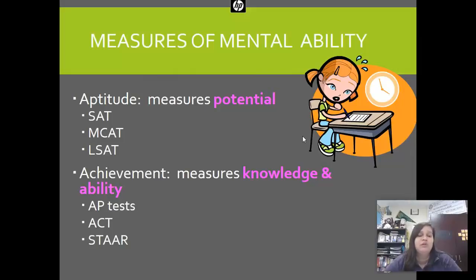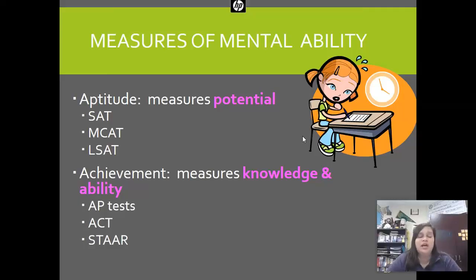Aptitude is measuring potential. So the LSAT, MCAT, SAT. MCAT is to get into medical school, LSAT is to get into law school, SAT is the general college admissions test. They're looking at what it looks like your ability will be in college or these other programs.